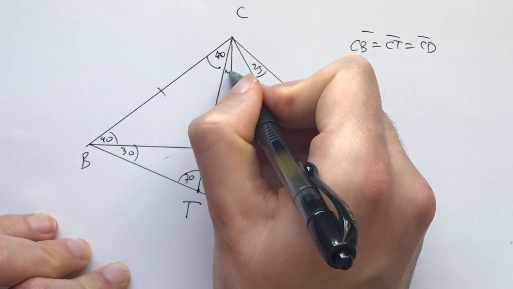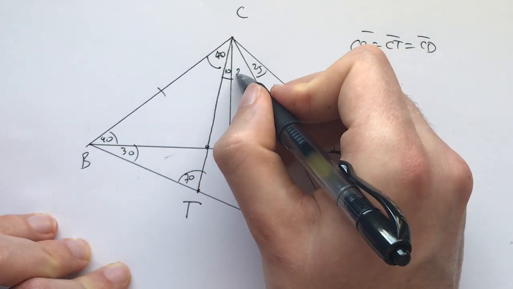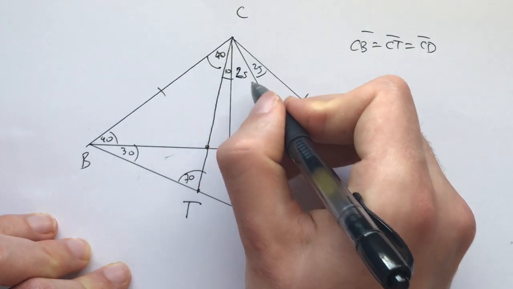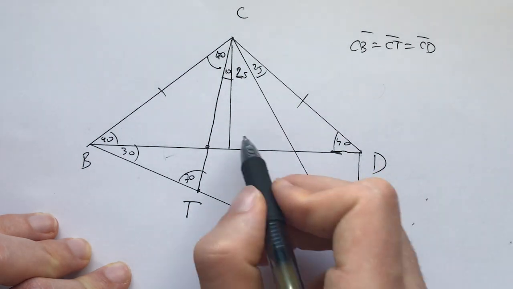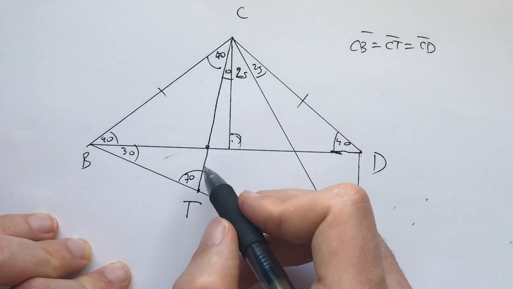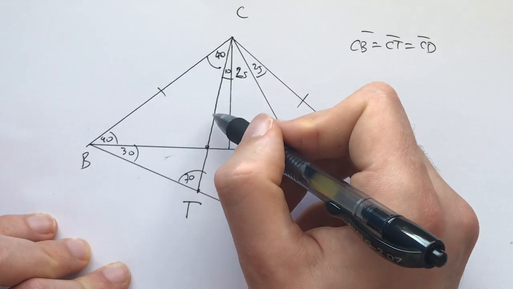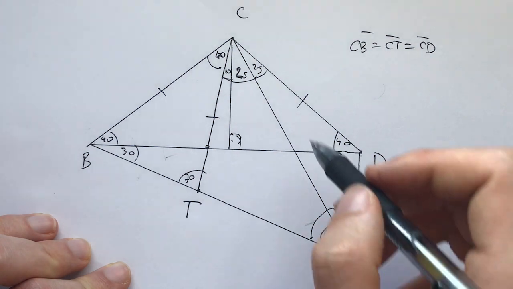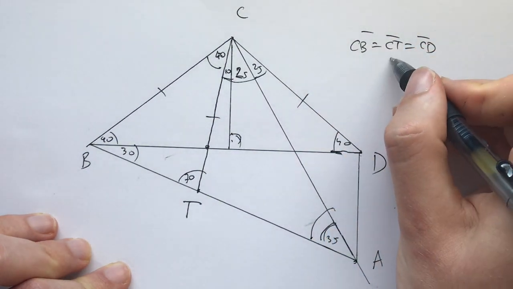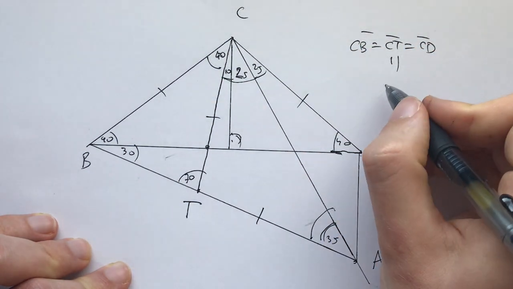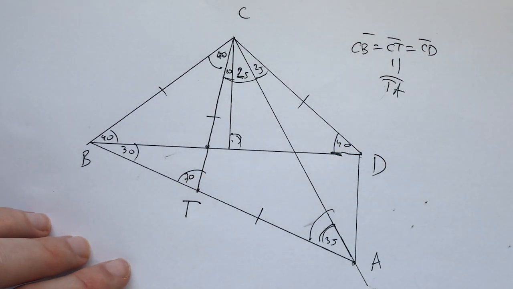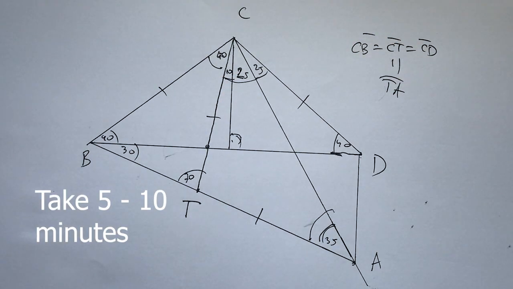This is 40, this is 10. This thing right here is what we have, 40. This whole thing needs to be 50, so this is 25. This is also the angle bisector of this. This is 90. And now we know that CB is CT, but also because this is 35 and this is 35, we also know that CT is equal to TA. So this makes it an interesting point to look at because there's a lot of things connecting the angles together. Now take 5 to 10 minutes with this point.